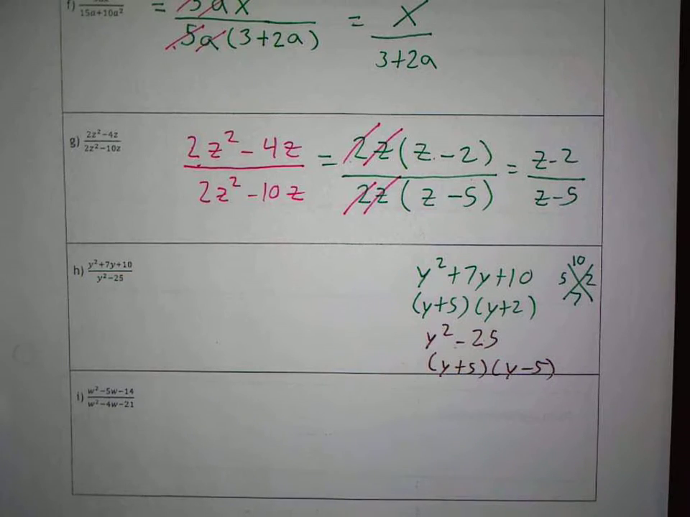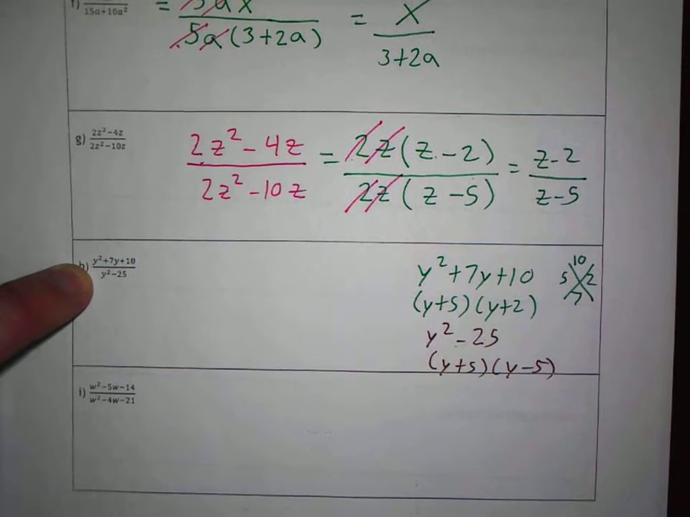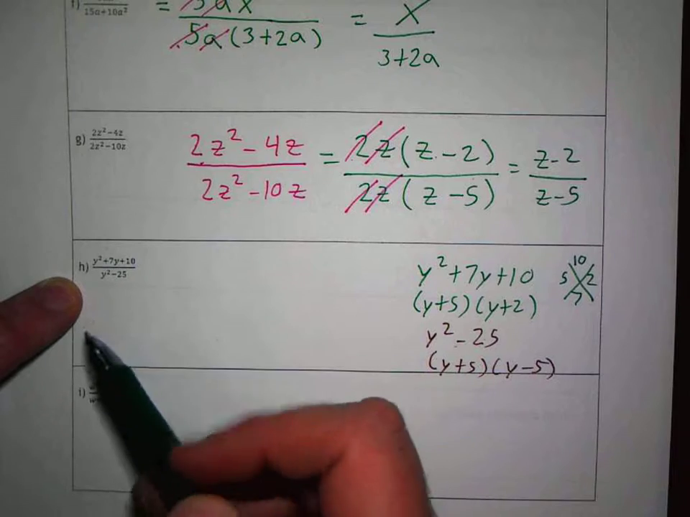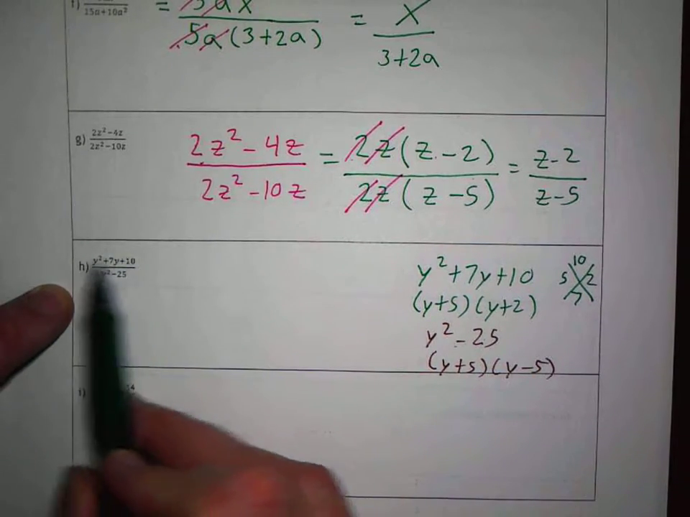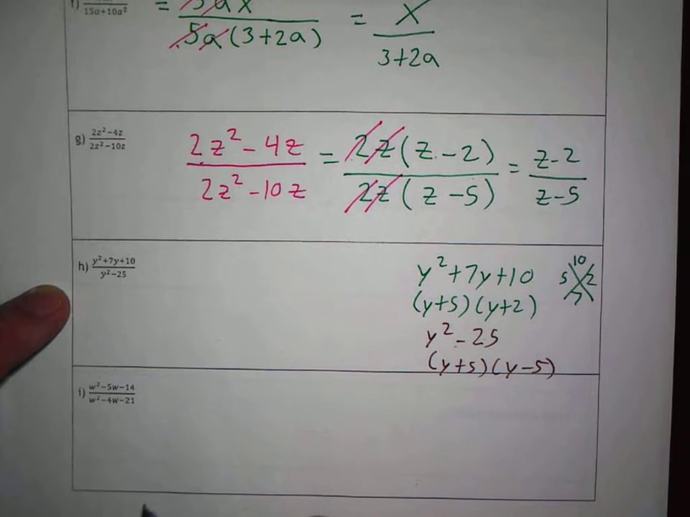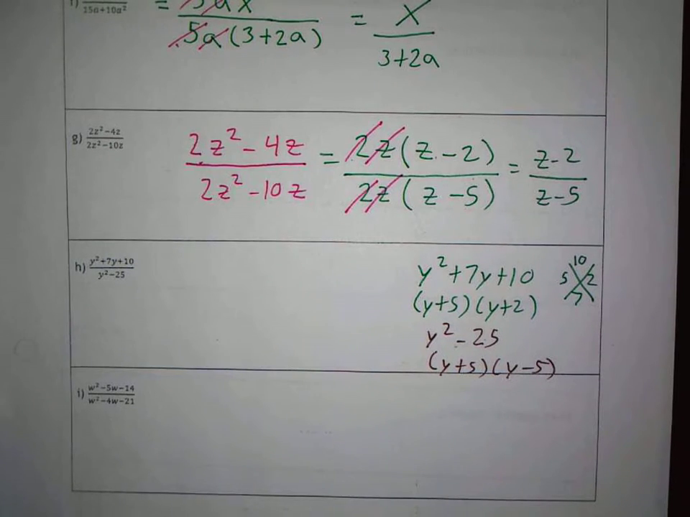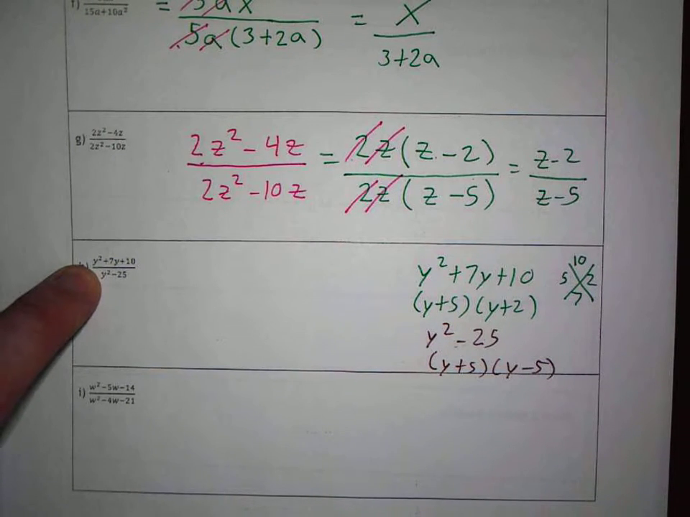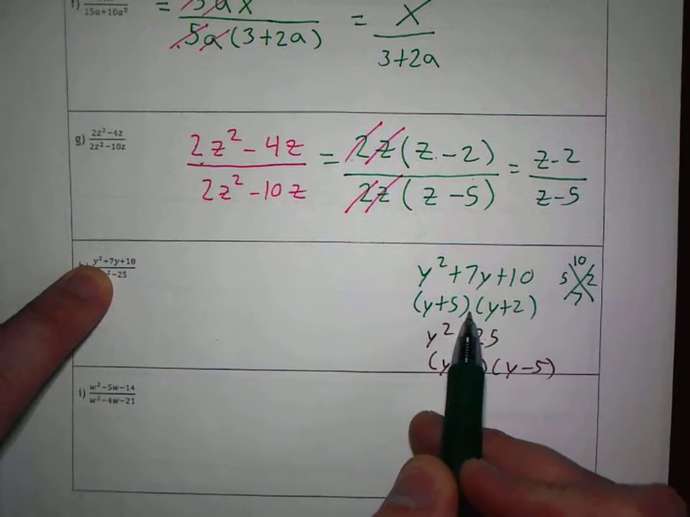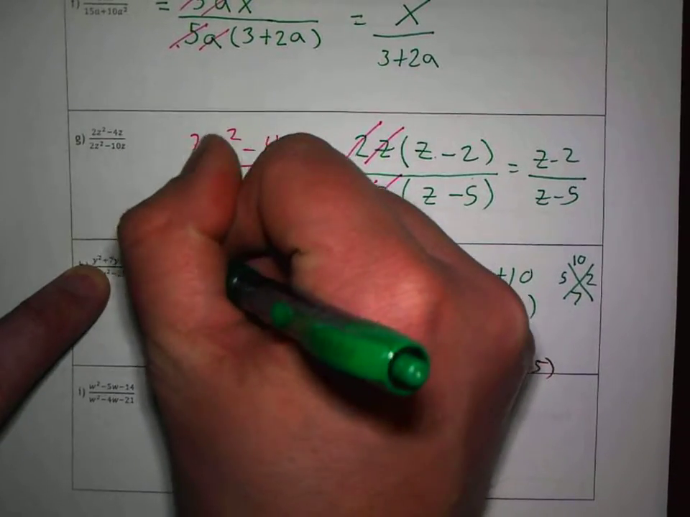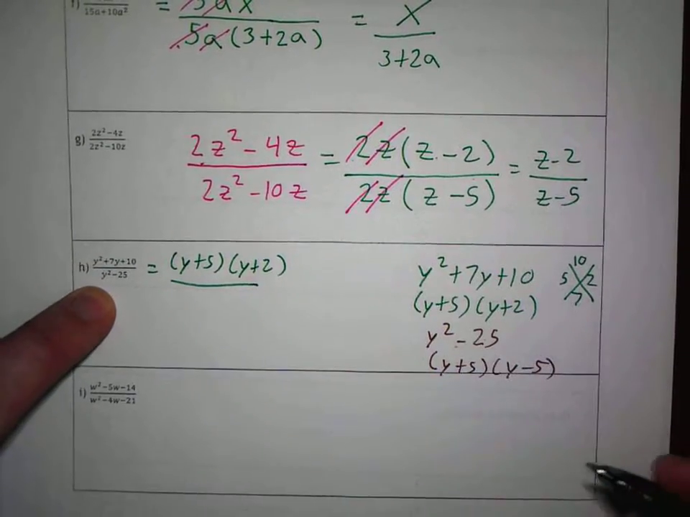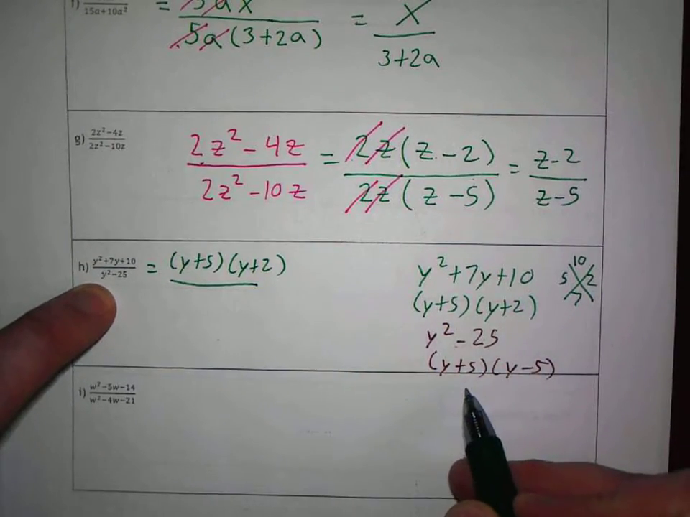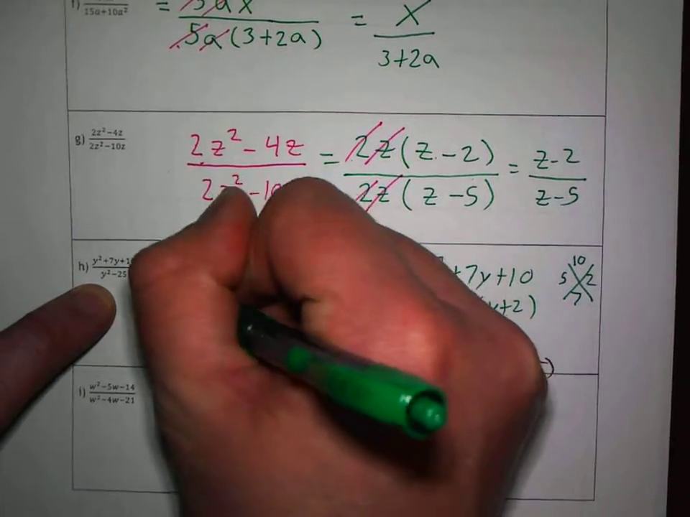And so y squared plus 7y plus 10, and again, you cannot just cross off y squared and y squared, because all three are together. That's a trinomial. These two are together. That's a binomial. The only way to divide out common factors is to factor them out. And so y squared plus 7y plus 10 makes y plus 5, y plus 2. And y squared minus 25 makes y plus 5, y minus 5.